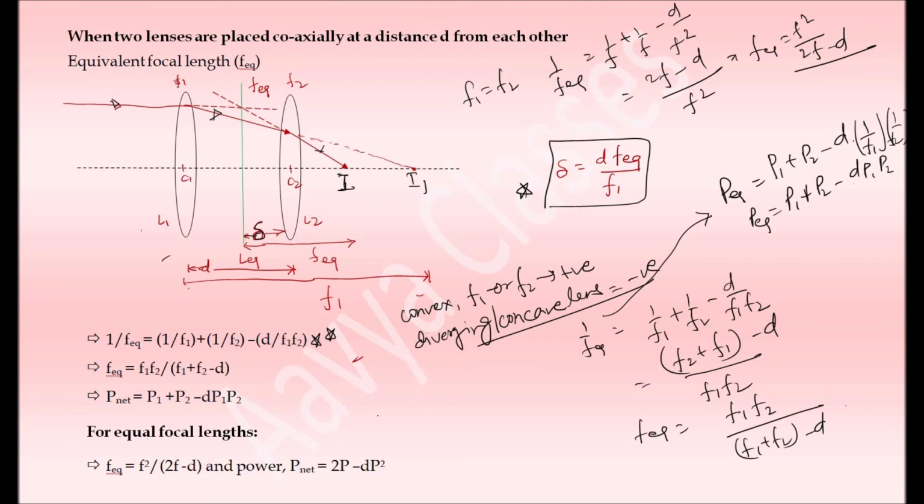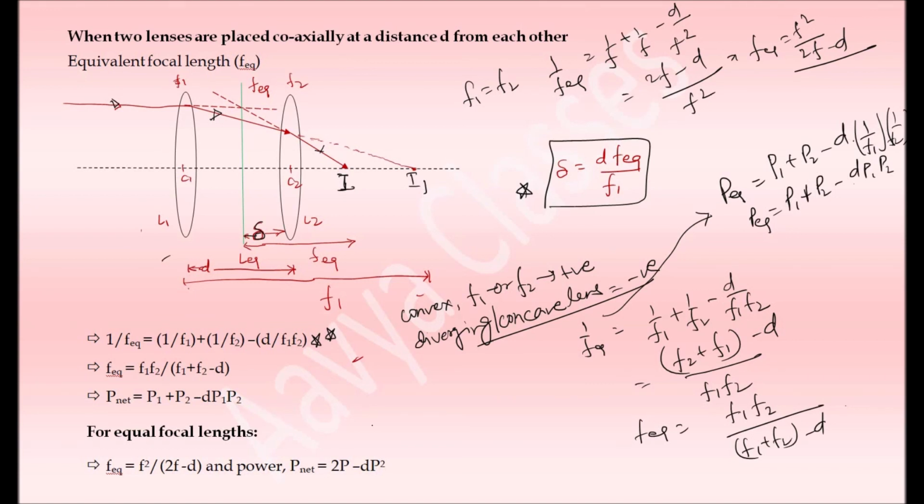Now what is the net power? Net power, just putting P1 equal to P2 if we have equal power of both lenses, and in this way we get P net is equal to 2P minus d P square. So you just keep this formula in your mind.